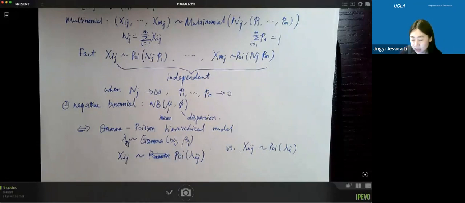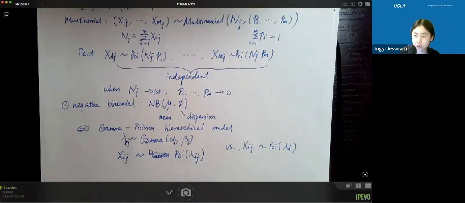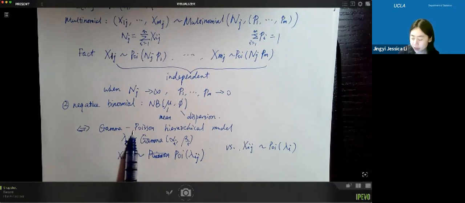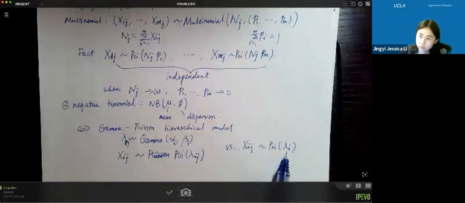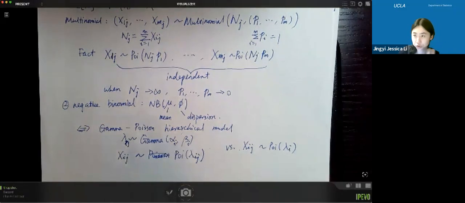What this means is that lambda ij introduces some additional variation across samples j. For sample 1 and sample 2, they may have different lambda ij. Therefore, the Xij are from different Poissons. Doing so, we can make the variance of Xij bigger than just lambda i. So this additional gamma introduces additional variance to help us fit the data better.